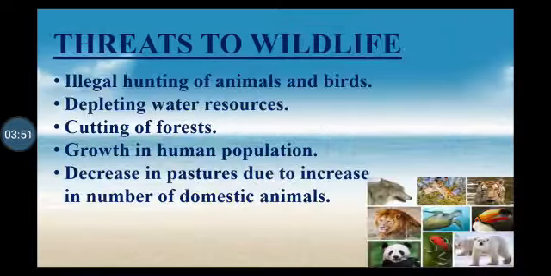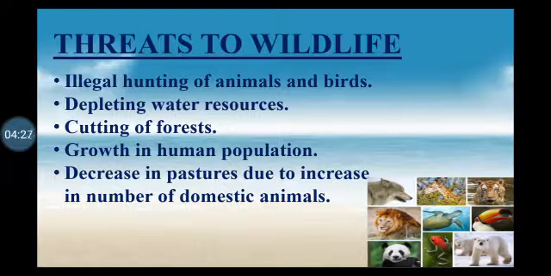In the last, we will discuss threats to wildlife. Illegal hunting of wild animals and birds may cause a decline in the population of wildlife. Rapidly depleting water resources are affecting wildlife. Cutting down forests is also affecting wildlife. Rapid growth in human population is also having negative effects on wildlife. The number of domestic animals is increasing. It is causing a decrease in pastures, so the wildlife is affected.